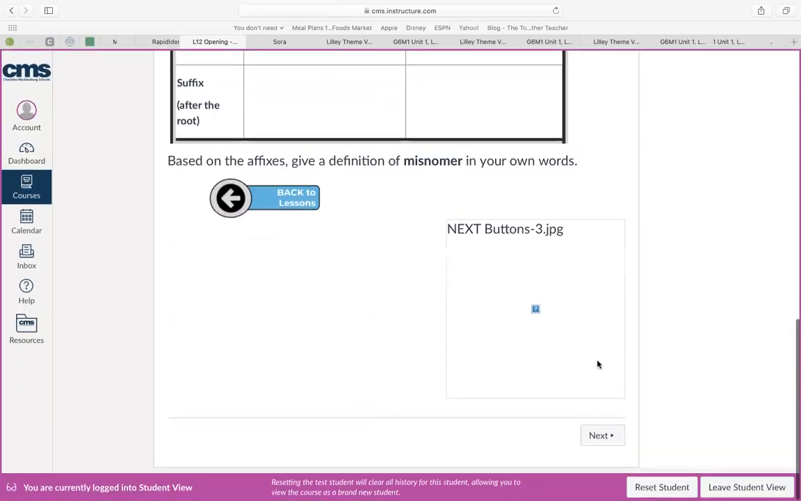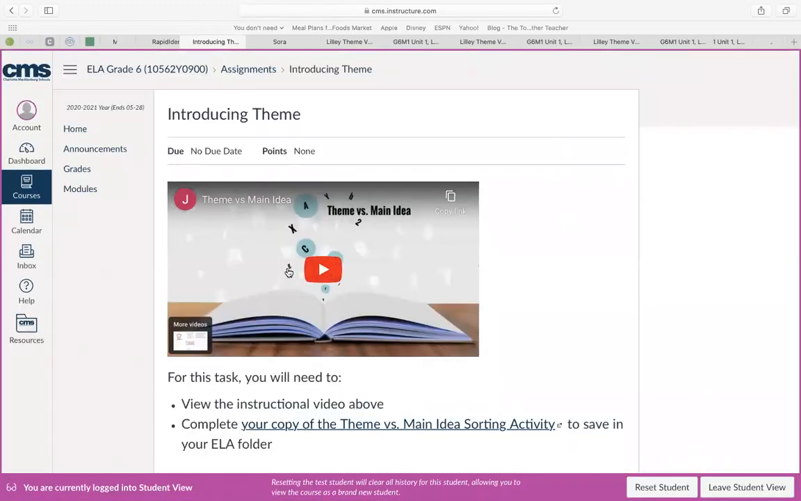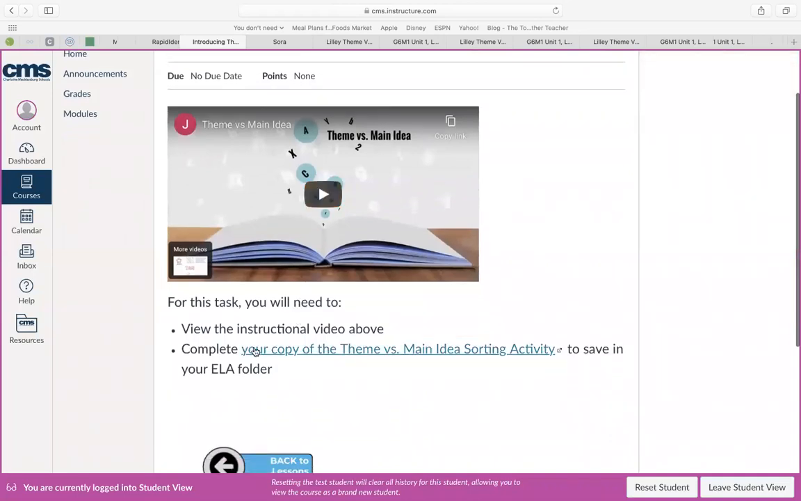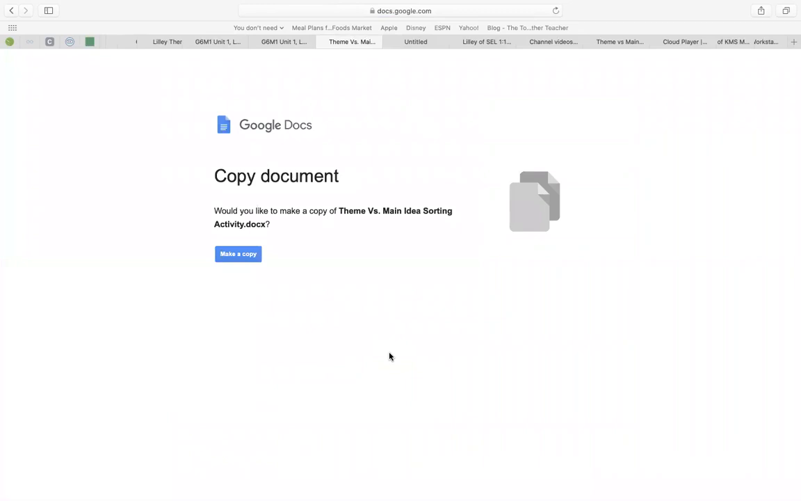After that, we went ahead and scrolled down and clicked on next, and we watched a video about the difference between main idea and theme. We figured out that theme is a lesson or a moral of a story that can be applied to many different texts. And a main idea is what a specific text is mostly about. So then we took notes. We opened up this theme versus main idea sorting activity. We clicked on make a copy.